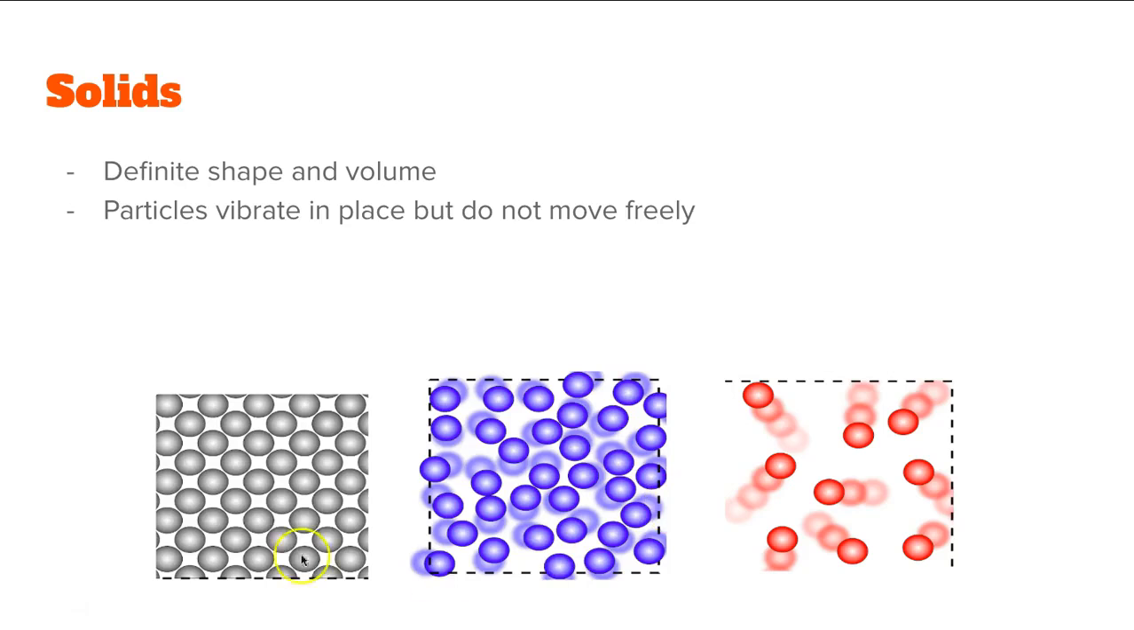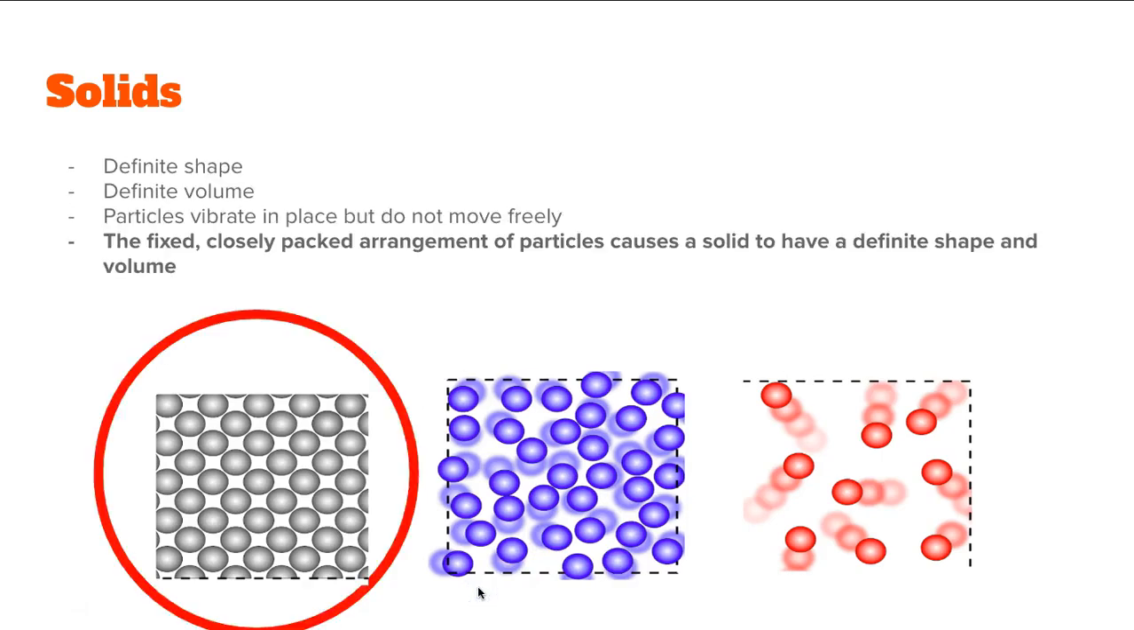So out of these three, which one do you think is a representation of what solid matter looks like on a molecular level? I'll give you some time to think about that. Okay. All right. So it's going to be the one to the left.